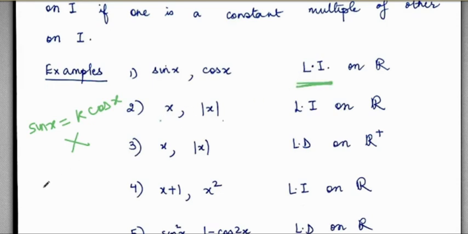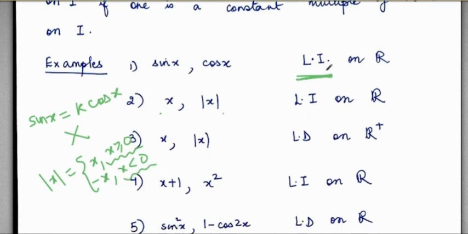x and mod x. What is mod x? Mod x is x if x is greater than or equal to 0, and it's minus x if x is less than 0. So for x and mod x, you can see that mod x is the same as x, so it's a scalar multiple on the non-negative side, but not on the whole domain. There is an alternative way of checking whether two functions are linearly dependent or not. You can take f and g.